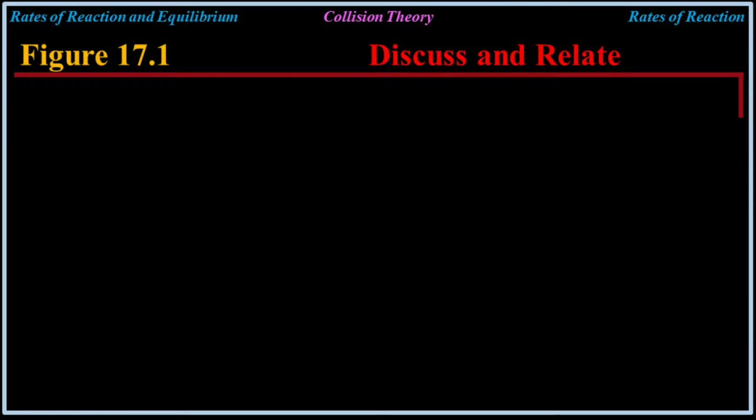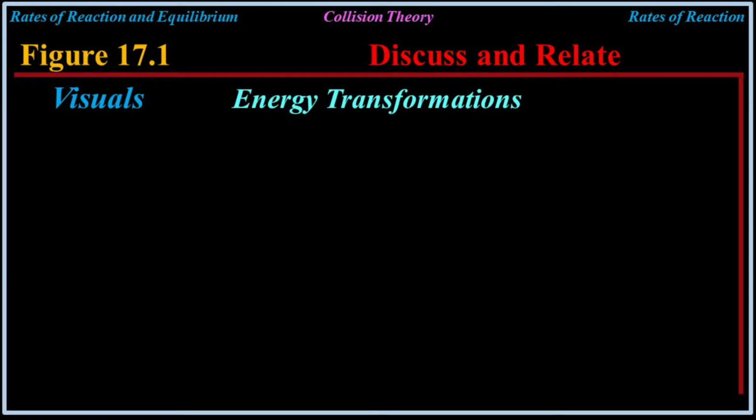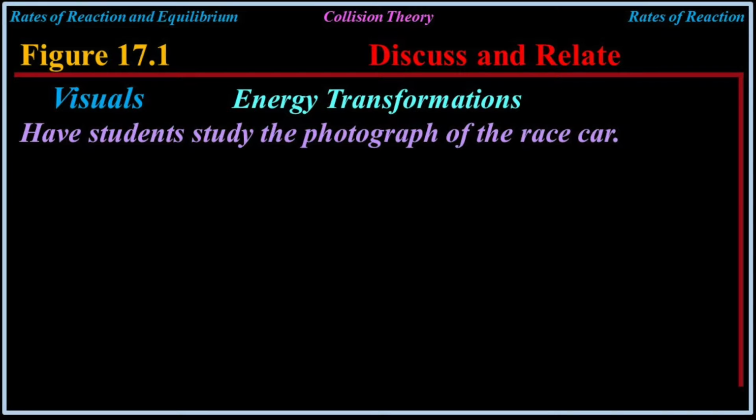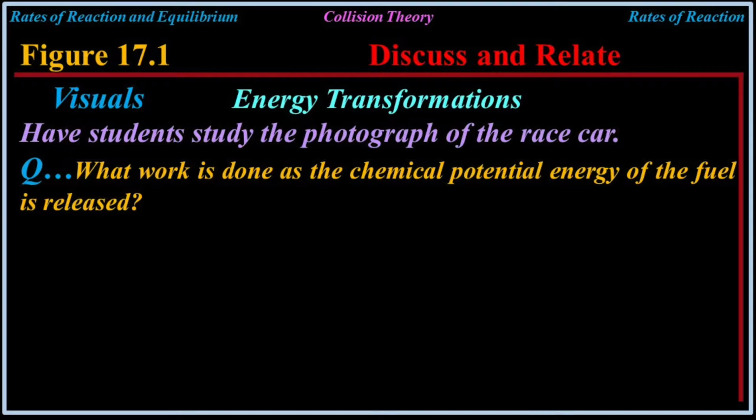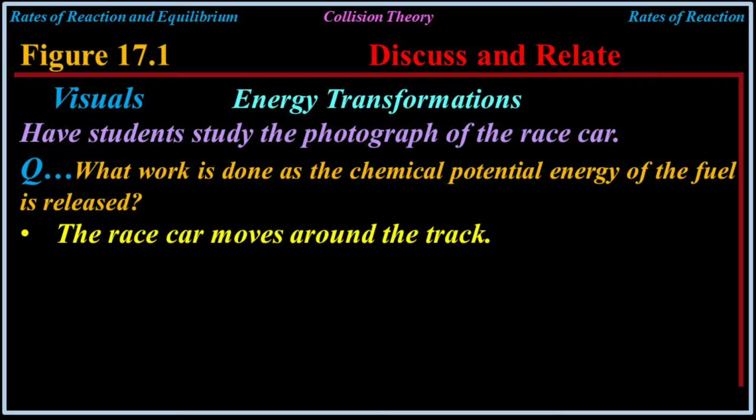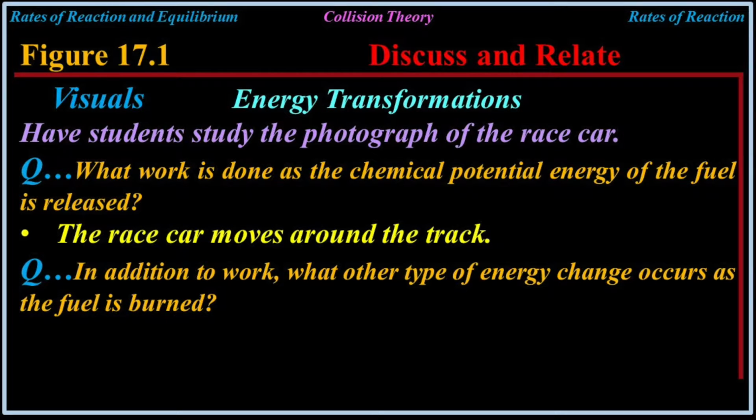Figure 17.1, let's discuss and relate. Energy transformations. Have students study the photograph of the race car. All right, study the car. What work is done as the chemical potential energy of the fuel is released? The race car moves around the track. All right, very quickly. In addition to work, what other types of energy change occurs as the fuel is burned? Heat is released.